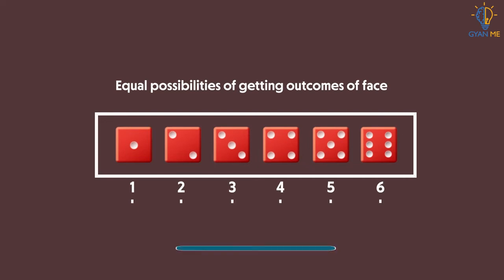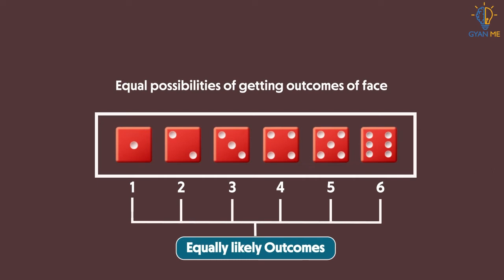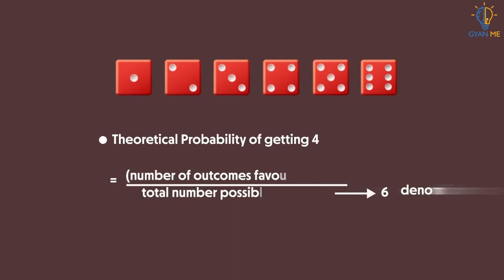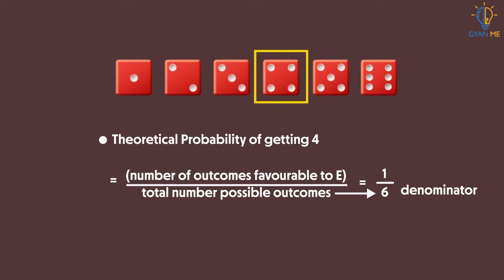6. Thus, there are a total of 6 equally likely outcomes when we throw a dice, which we write in the denominator as per our formula. Now we are looking for one outcome, that is the probability of getting 4. Therefore, the theoretical probability of getting 4 is 1 upon 6, where 1 is the number of favorable outcomes, that is getting the face with 4, and the denominator is all possible outcomes, that is getting all faces.